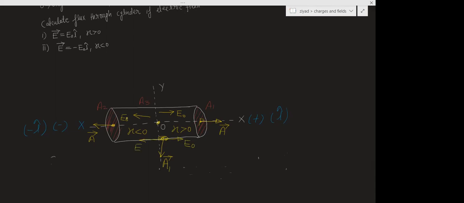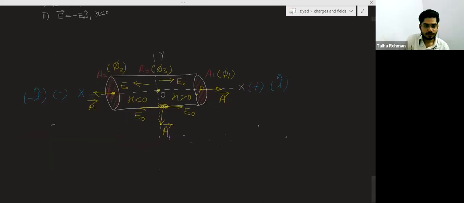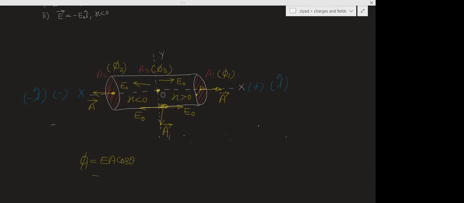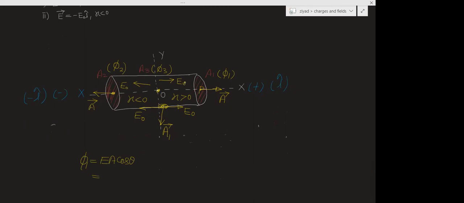The direction of the electric field you will take either in this direction or in this direction. Now, suppose through this area A1 the flux is phi1, through A2 the flux is phi2, and through A3 the flux is phi3. Now I will calculate phi1, phi2, phi3. So phi1 is EA cos theta. And what is the electric field? The electric field is constant, and that is E naught along the x-axis.